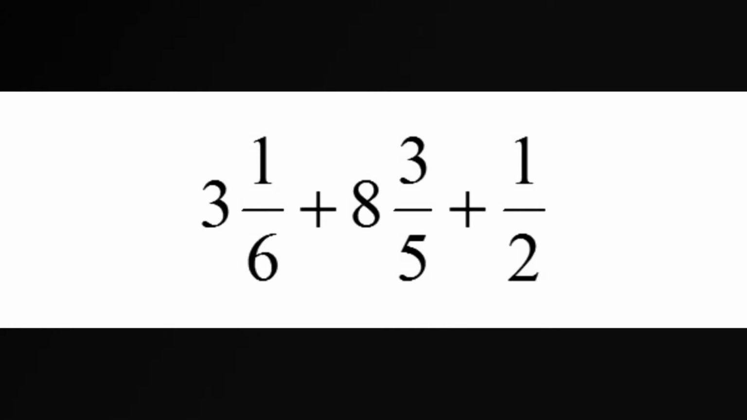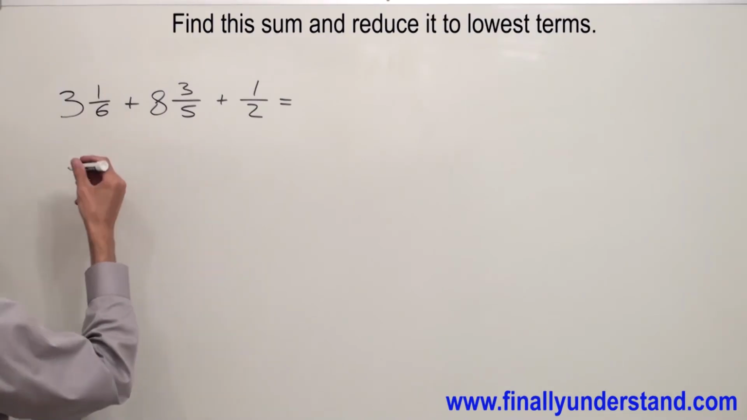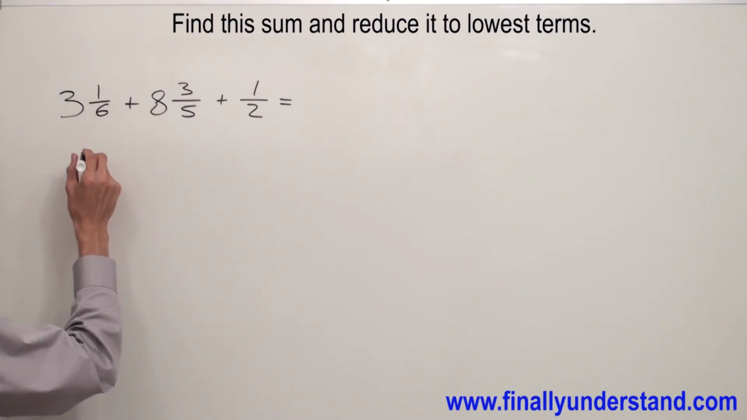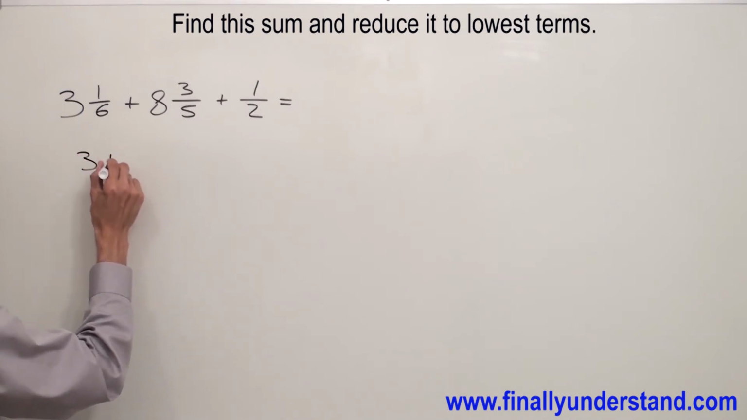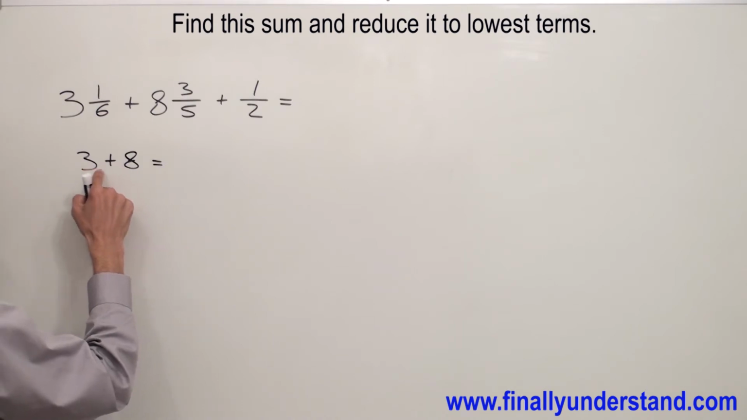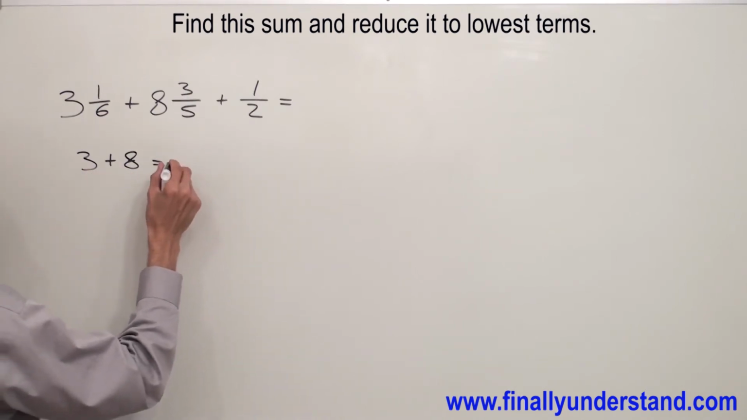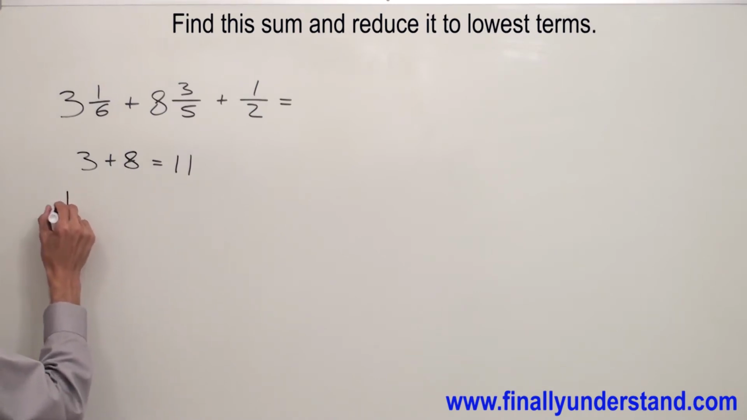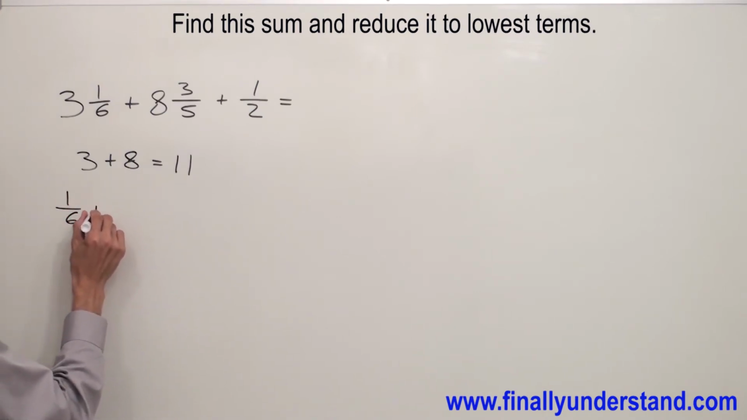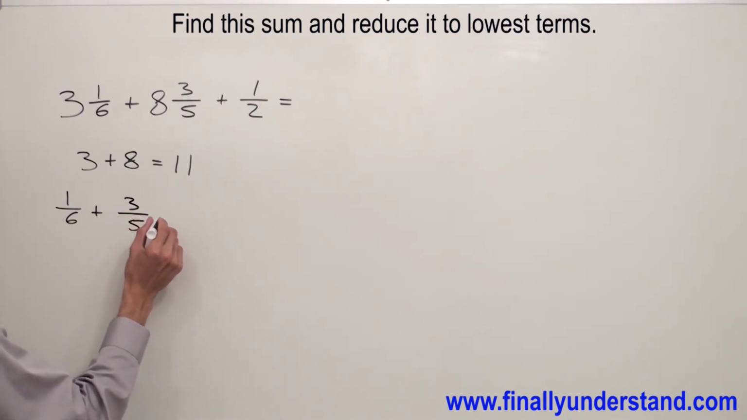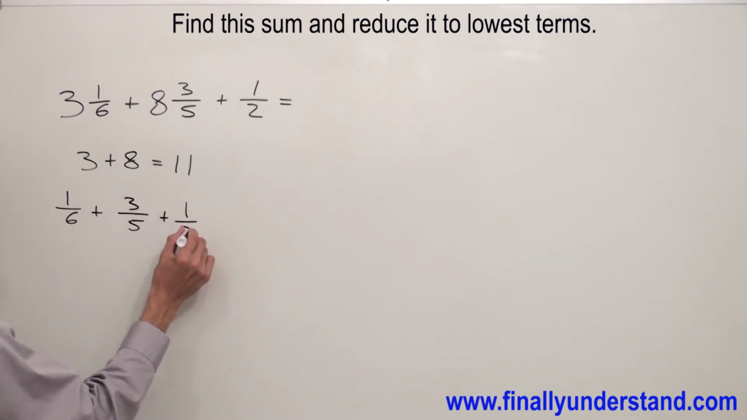Again, we are going to use the method which we used before. We are going to add the whole numbers. As I said before, this method can be used only for addition. I have 3 plus 8. I have to add the whole numbers first. 3 plus 8 is equal 11. Next, I have to add fractions. I have 1 over 6 plus 3 over 5 plus 1 over 2.